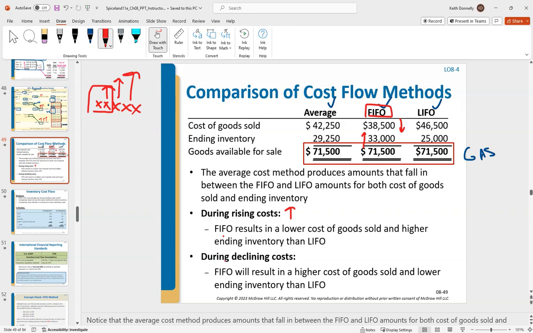If it's during declining costs, say it was the reverse, though it's never really declining costs because prices always seem to go up, then it will be the reverse outcome for FIFO. Over here, it's lower cost of goods sold and higher ending inventory. But when it's declining cost, it's the reverse: higher cost of goods sold and lower ending inventory.